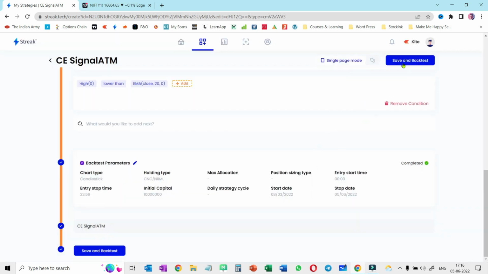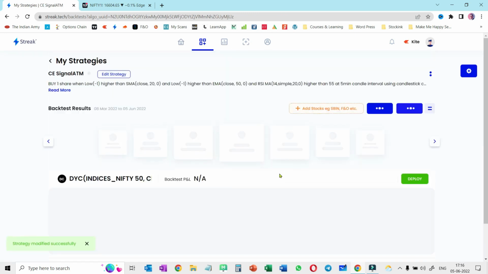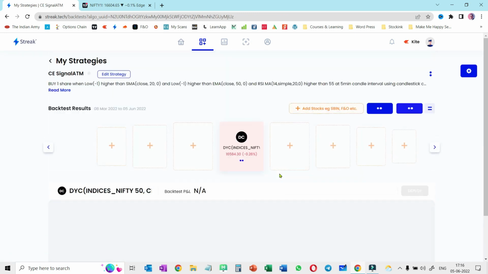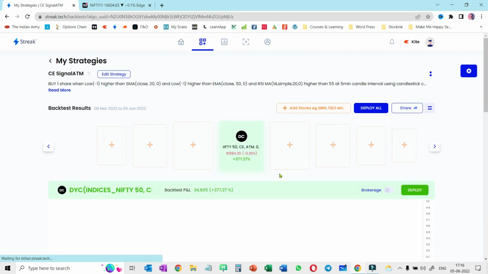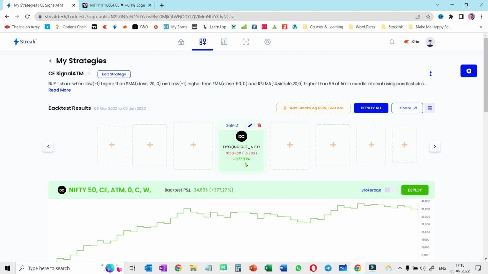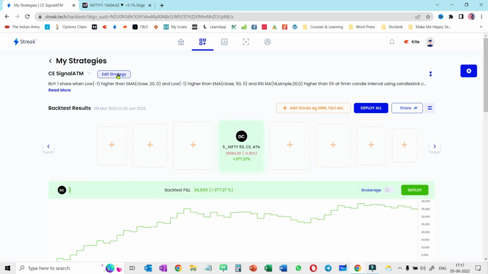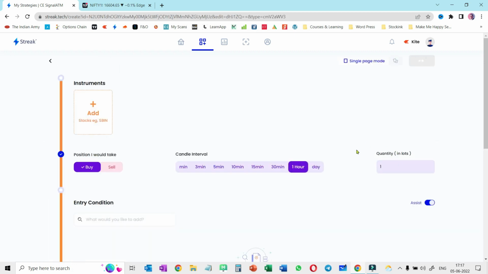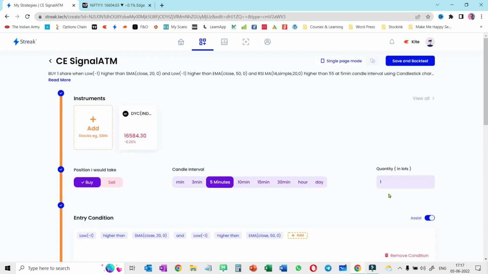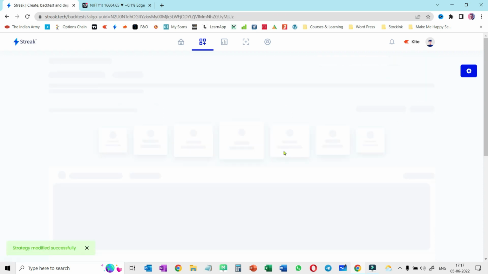and saving it. Now when I run it, you can see the back testing results. Let it come. So it's giving a 377% return only on one lot. I'll show you that as well. If you see, I have only taken one lot. So again testing it.